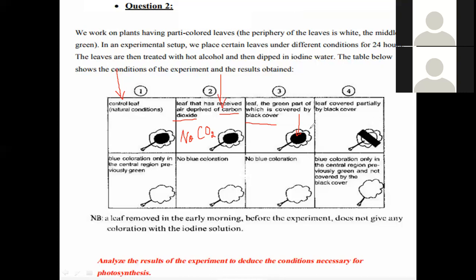No light. So we cover it by a black cover. So light is not reaching the part of the plant. So there is no light here. So no light, there is no photosynthesis.